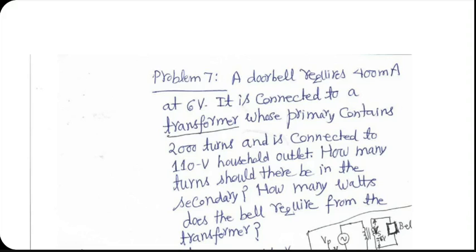A doorbell requires 6 volt and it also requires 400 milliamperes to operate. It is connected to a transformer whose primary contains 2000 turns and it's connected to a 110 volt household outlet. This is an American problem. In our case, it is a 220 volt household outlet. So how many turns should there be in the secondary? This is a simple question. Stepping down 110 to 6, and primary turns are 2000. To calculate secondary turns will be very easy, I think.